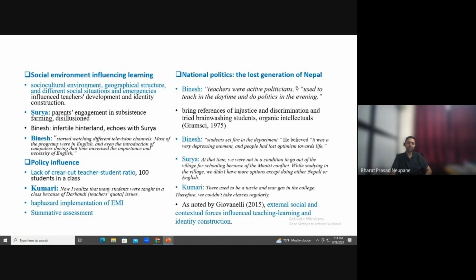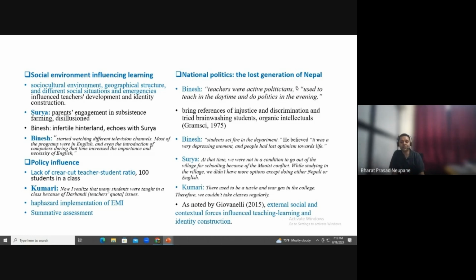Even Surya noted that when he was doing schooling, there was a Maoist movement going on, right? And he wasn't able to go out of the village. He revealed, we were not in a condition to go out of the village for schooling because of the Maoist conflict. While studying in the village, we didn't have more options except doing either Nepali or English. Look how this politics has influenced the choice of subject, right? He had only two options, either English or Nepali, and he chose English. So this political environment has also influenced his learning.